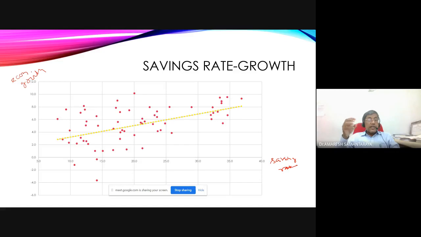Now whatever we are doing is still statistics and mathematics. After we discuss in detail, you'll start learning some additional things in econometrics which you didn't learn in statistics and math. So this straight line definitely suggests there is a positive relation, but whether this positive relation is statistically significant or not, we'll discuss as we go on.